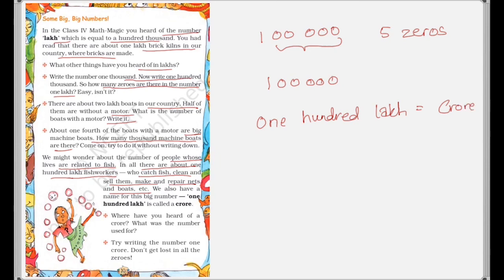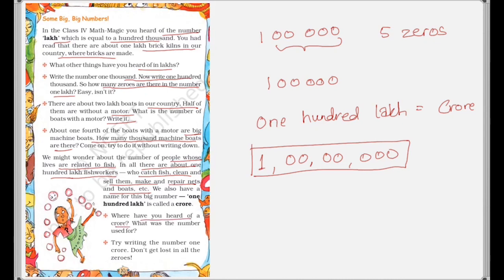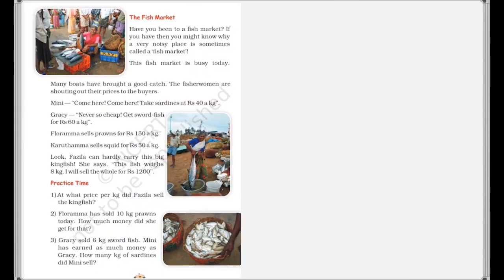1 crore is written like this. So this is how 1 crore is written. Count the number of zeros. Now, where have you heard of crore? Just discuss what the number was used for, and this is how we write this number.